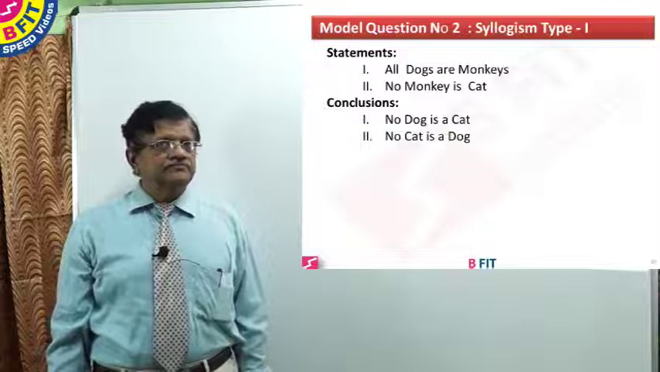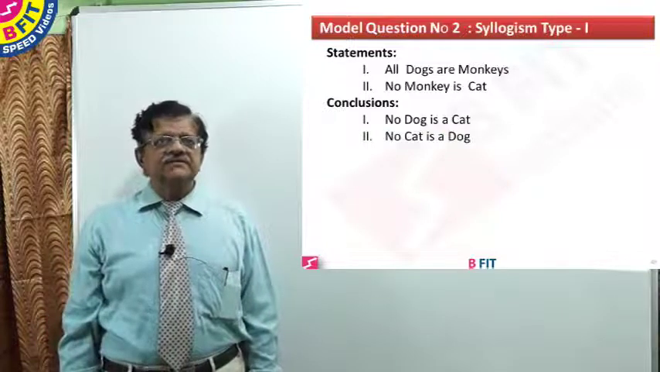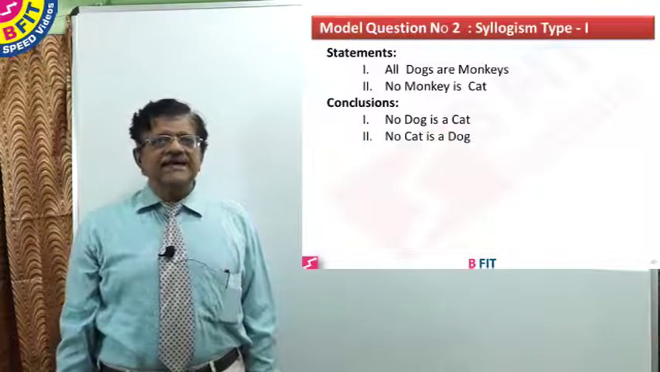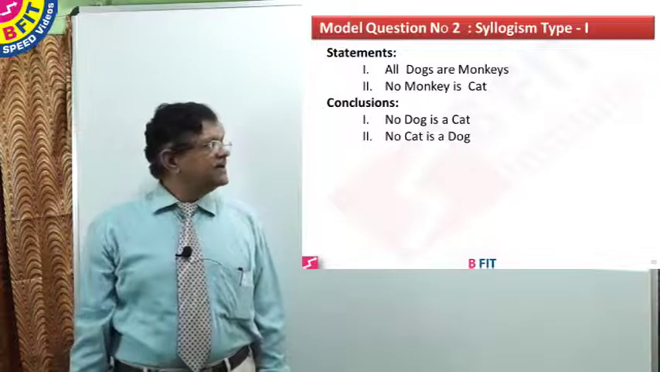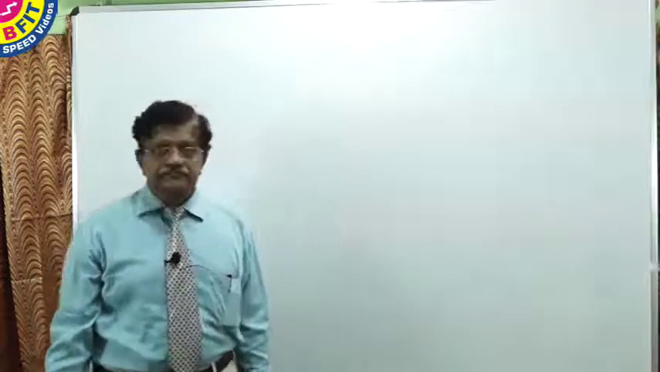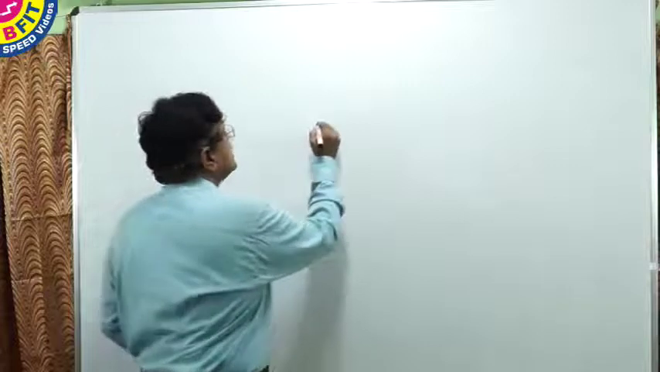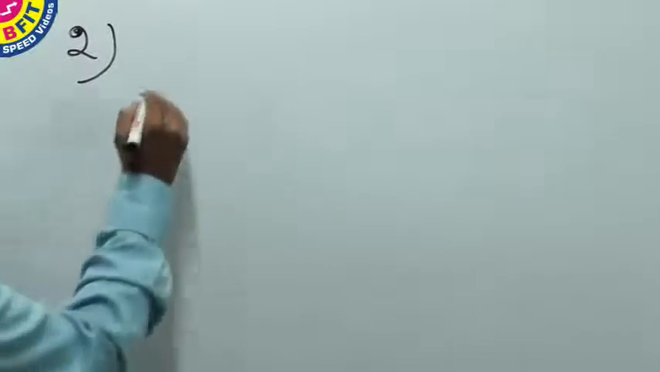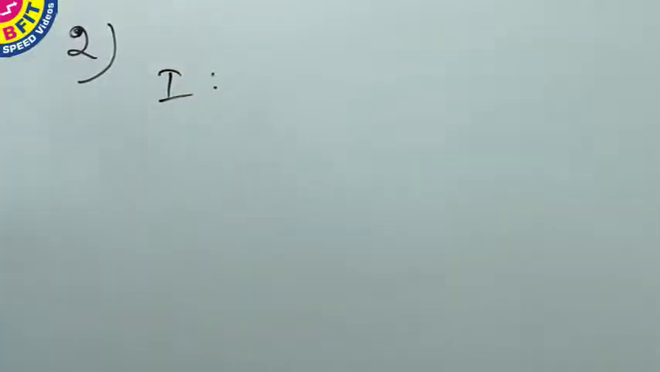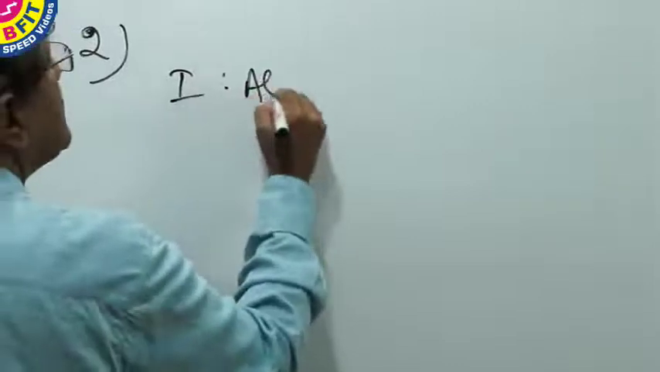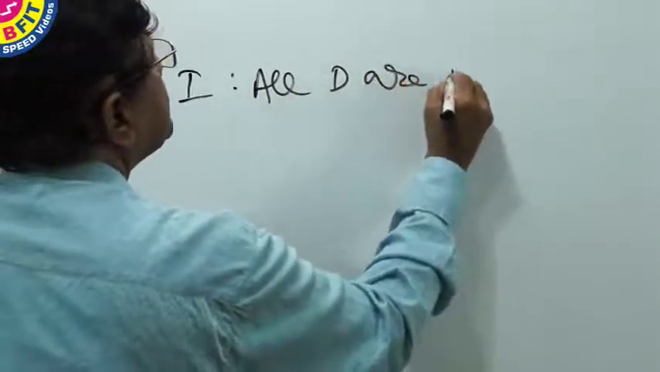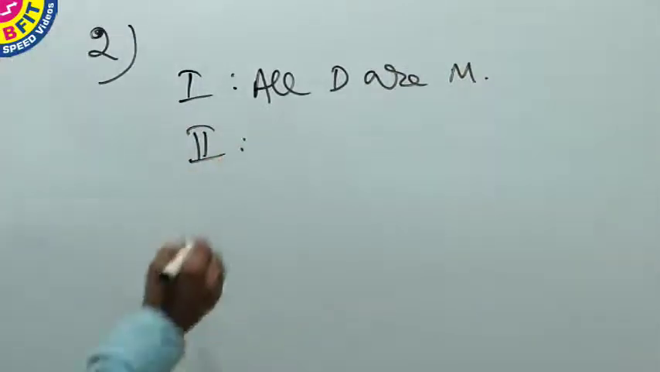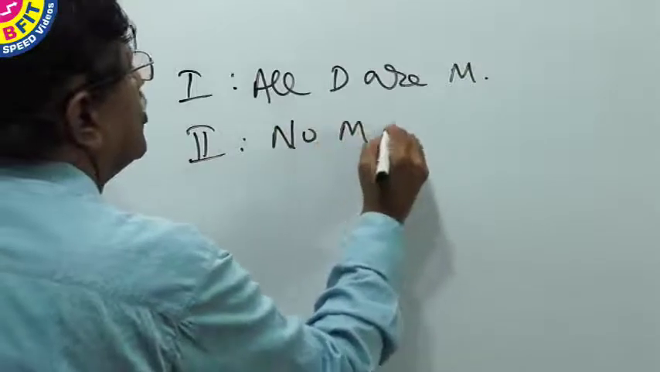Question number 2. All dogs are monkeys. No monkey is a cat. These are the two statements. The conclusions are: no dog is a cat and no cat is a dog. Let us work it out. Question number 2. The statements are: 1. All dogs are monkeys. Statement 2. No monkey is a cat. No M is C.